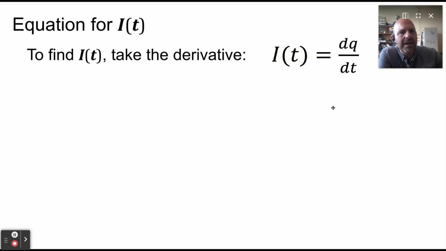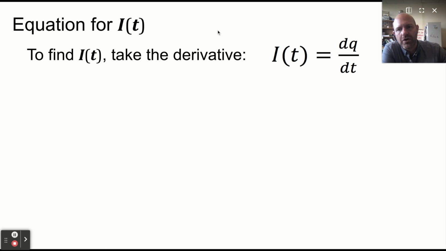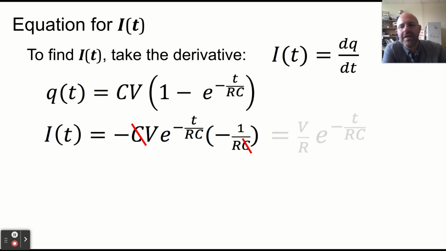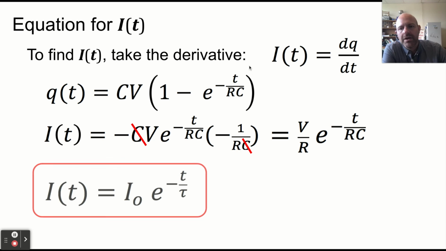So let's look at the equation we would deal with for current. To find the current over time, you just take the derivative, dq dt. We can integrate this. We integrated the whole equation before, separated and integrated, but now we get Q as a function of time. And if we take the time derivative of that, we end up with current is the initial current times e to the negative t over tau.